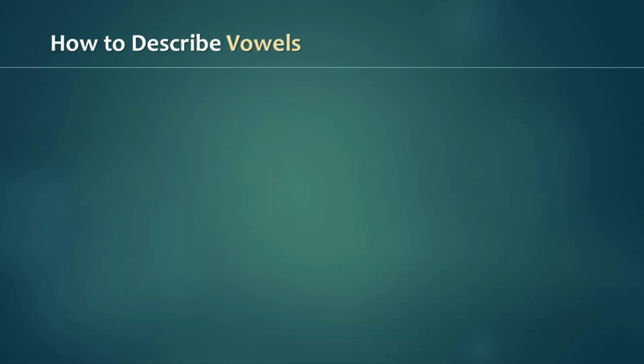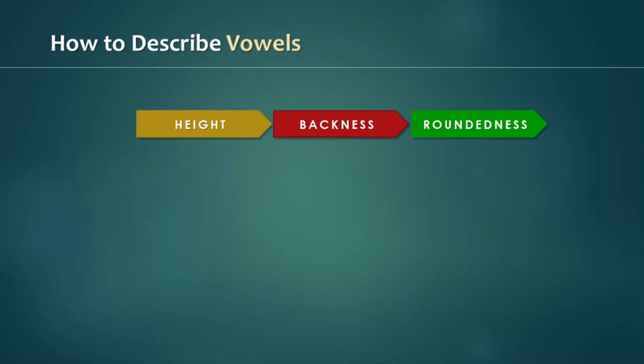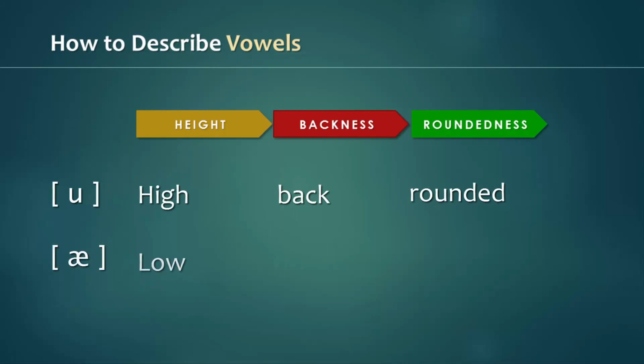Just like with consonants, there is a specific order that linguists use when describing vowel sounds. It is height, then backness, then roundedness. For example, oo is a high, back, rounded vowel. A is a low, front, unrounded vowel.